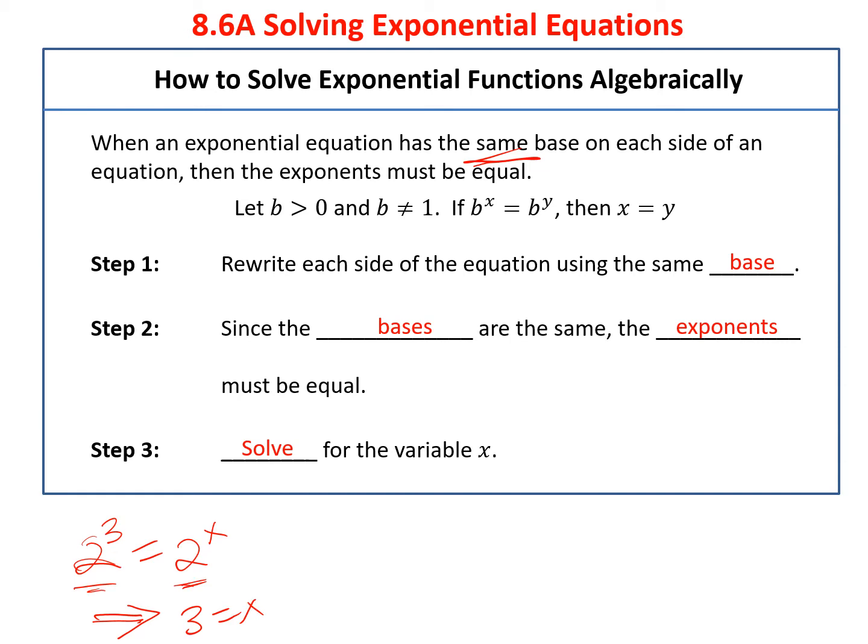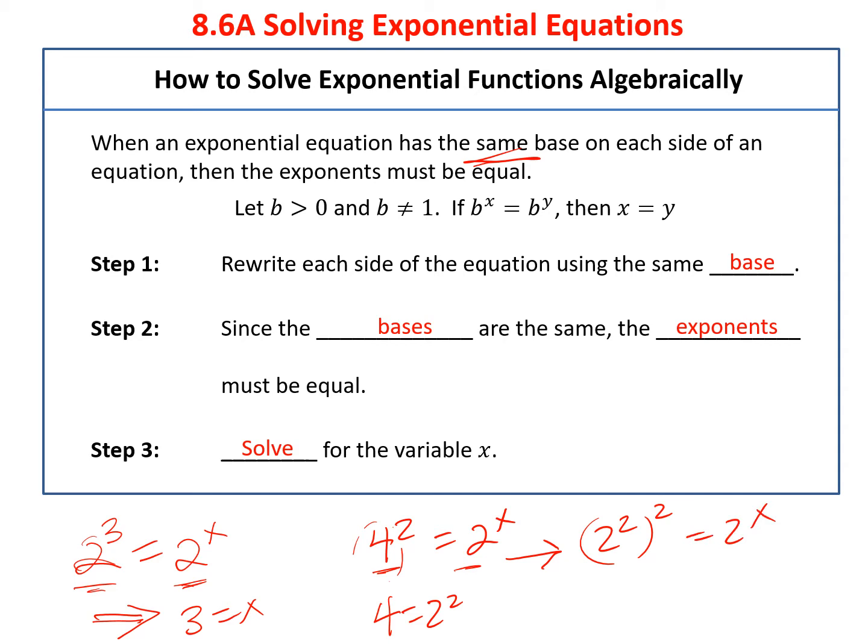However, suppose I had 4 squared equals 2 to the x. Well, notice those are not the same, so I can't say 2 equals x. However, I could change the 4. Because 4 equals 2 squared, I could rewrite this as 2 squared, squared, equals 2 to the x. And then I solve that.